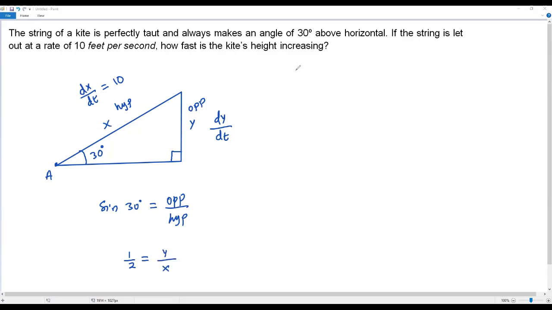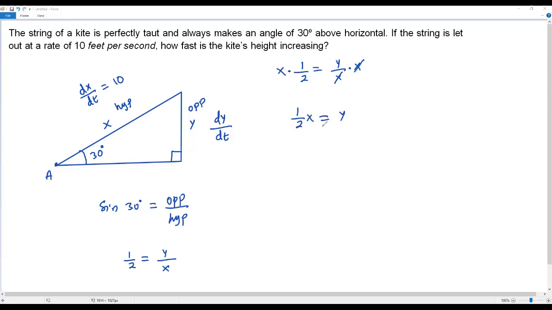Let me write the same equation over here. That is 1 half equals y over x. Now let me multiply both sides of this equation by x to get rid of the denominator. So the x will cancel out. I am getting x times 1 over 2, or 1 over 2 times x, equals y.